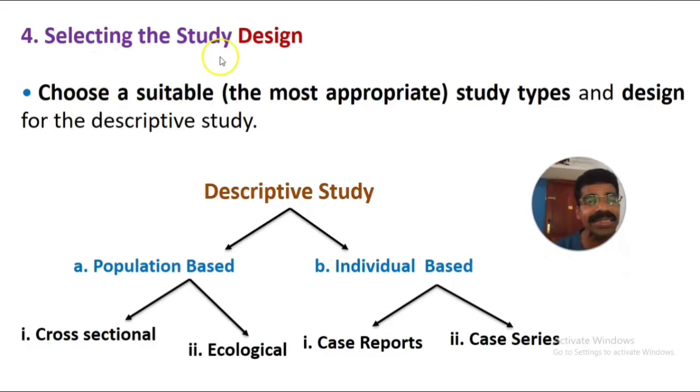Then the fourth step is study design selection. Choose the most appropriate study type and design for the descriptive study. I have already explained this in detail in the classification of epidemiological studies in my previous video, so you can go through that to get the accurate meaning. Descriptive studies can be classified into population based and individual based. Population based includes cross-sectional study and ecological study. Individual based includes case reports and case series. From these, the most suitable type of study or design will be selected for our present descriptive study.